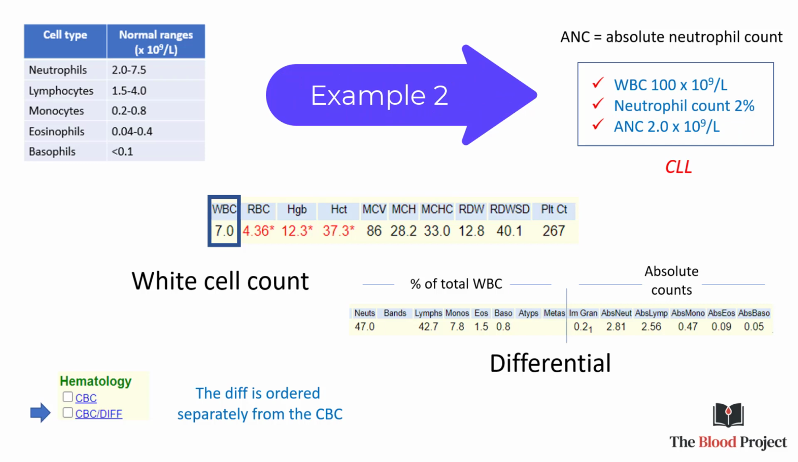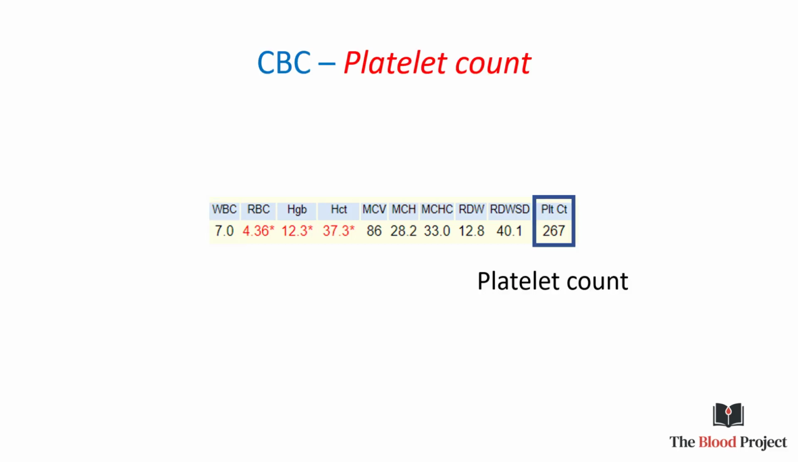Now consider the patient with chronic lymphocytic leukemia, or CLL, whose total white cell count is 100 times 10 to the 9th per liter. The vast majority of their circulating leukocytes are lymphocytes. The neutrophils comprise a tiny fraction, a mere 2% in this example, but the absolute neutrophil count, or ANC, is perfectly normal, and that's what matters.